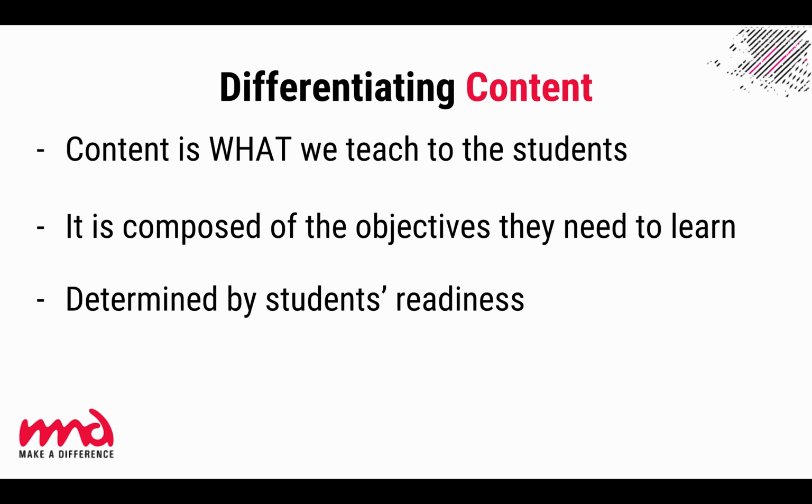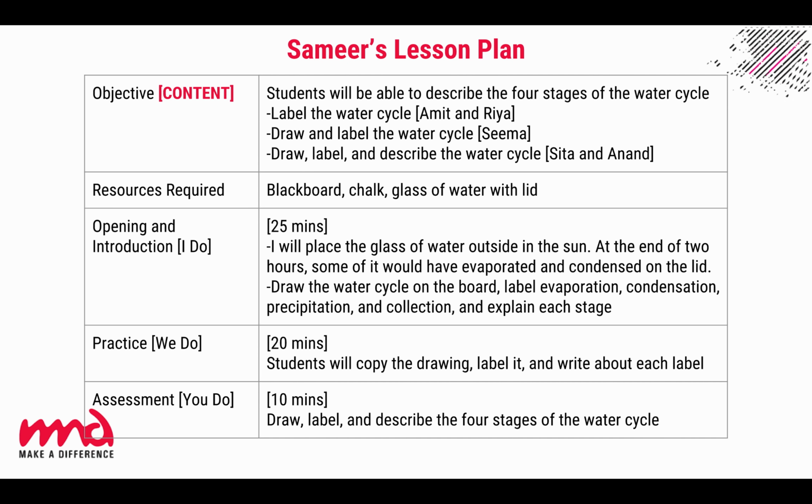Let's look at how Samir differentiated content in his classroom. He knew that there can be three big objectives for learning the water cycle. The simplest one is labeling a given water cycle, which is what Amit and Ria will do. The second one would be to draw and label the entire water cycle, which is something Seema can do. And finally, drawing, labeling, and describing the water cycle is the most complicated objective, which Sita and Anand, he knows, will be capable of doing.